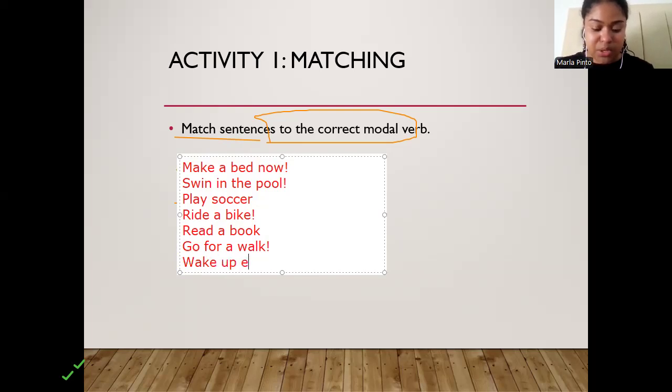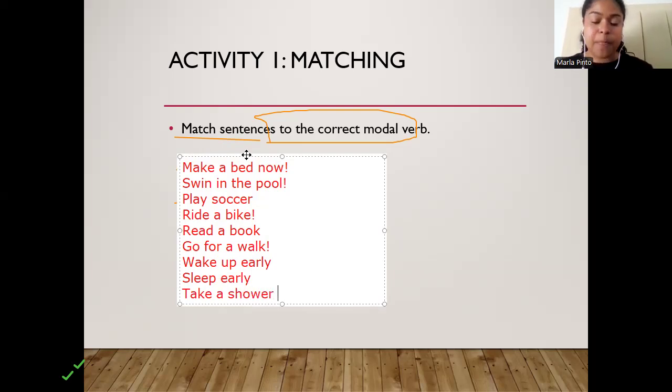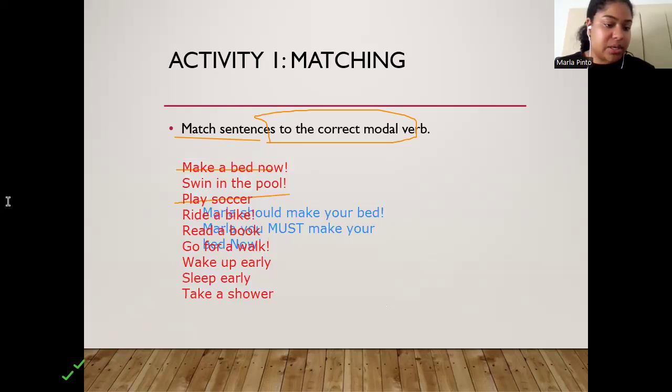Wake up early. Sleep early. Take a shower. Take a shower.